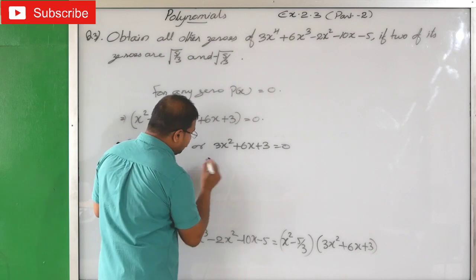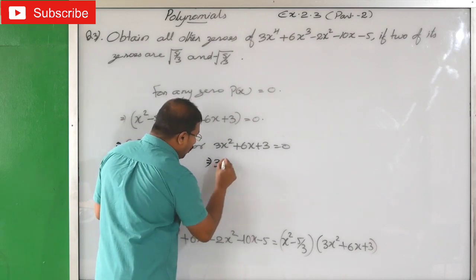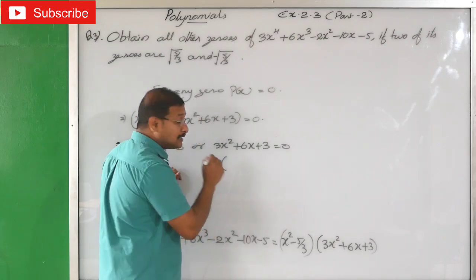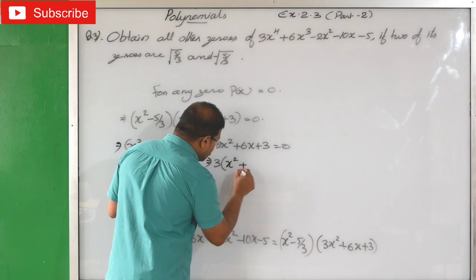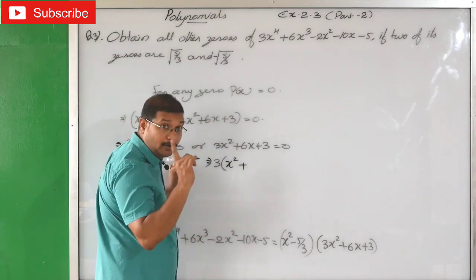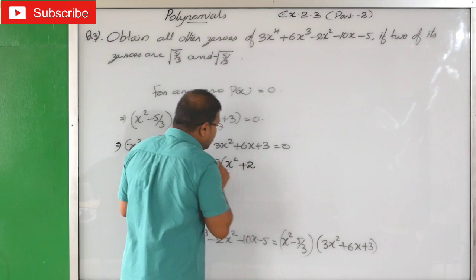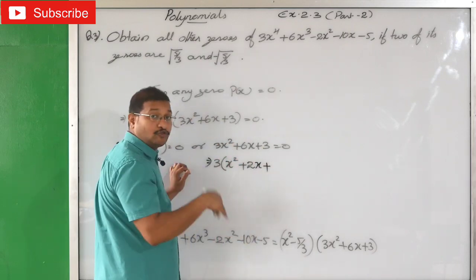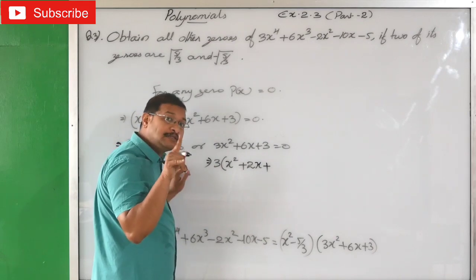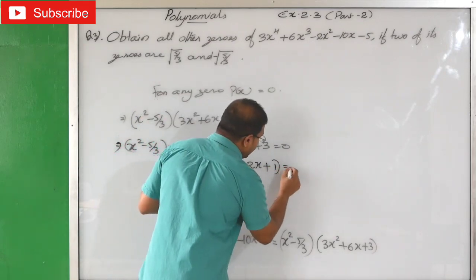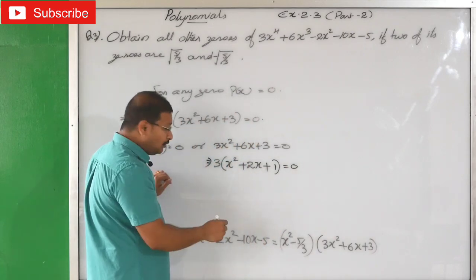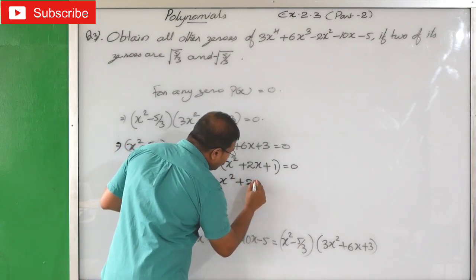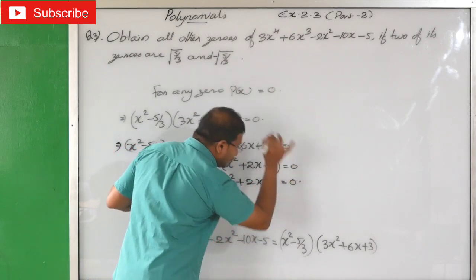So this implies from this all we can take 3 common. 3 into x square, 3x square. So 3 will be taken outside, and the balance will be x square plus 3 into how much will you get? 6, 3 twos are 6, so 3 into 2. That means we will write 2x plus, and we took already 3 outside, 3 into how much will you get? 3, 3 ones are 3. So the balance is 1 equals 0. Since the other side is 0, we can cancel 3. This implies x square plus 2x plus 1 equal to 0.